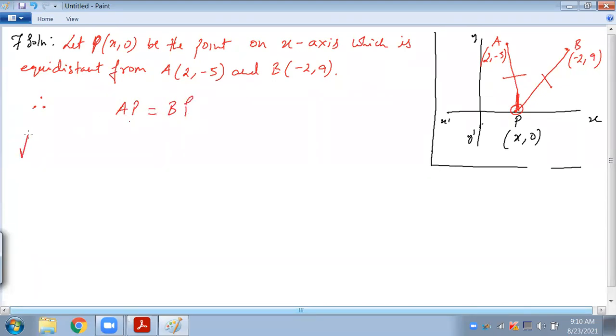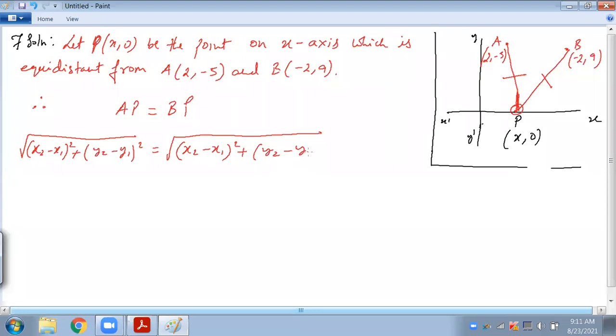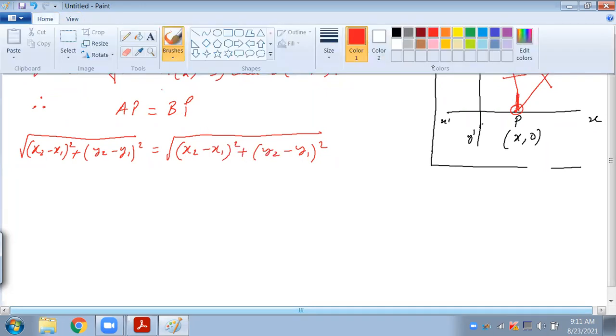Now, AP means what? The distance between the point A and P. So, take the formula, it will be square root of x2 minus x1 whole square plus y2 minus y1 whole square. Again, same thing for BP. BP is the distance between the point B and P. So again, it will be x2 minus x1 whole square plus y2 minus y1 whole square. Okay, now for this left part, we'll see A and P and put the value of x1, y1, x2, y2. And for the right part, we'll see B and P, the point B and P, and put the values.